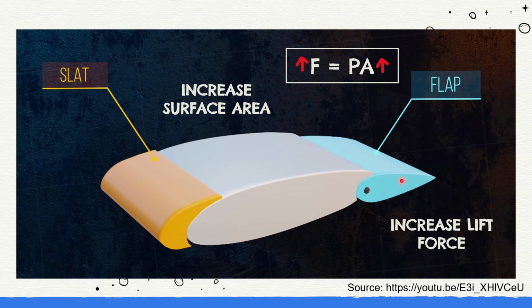When we extend the flaps and the slat, we can increase the surface area. When we increase the surface area, the formula stated here, F is equal to pressure times surface area, tells us that the higher the surface area, the higher the force. In this case, we are talking about the lift force.